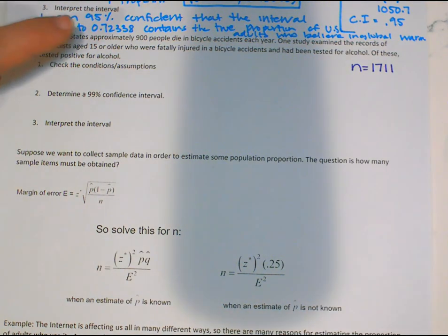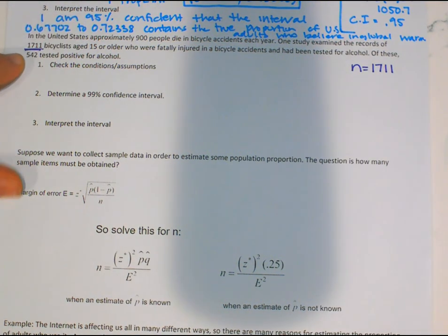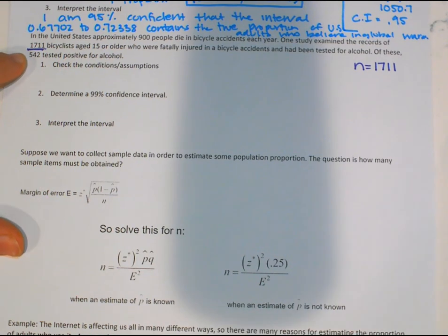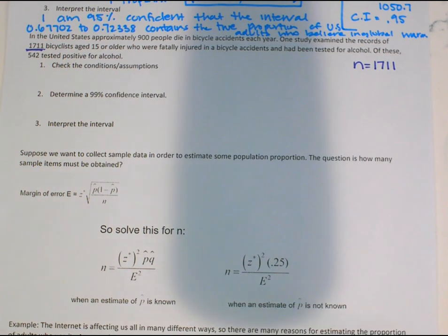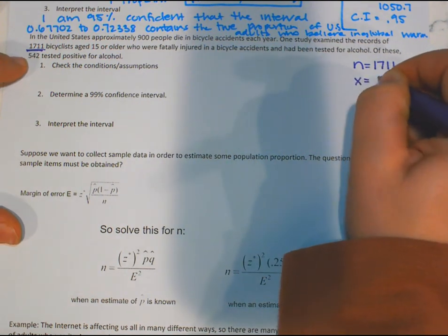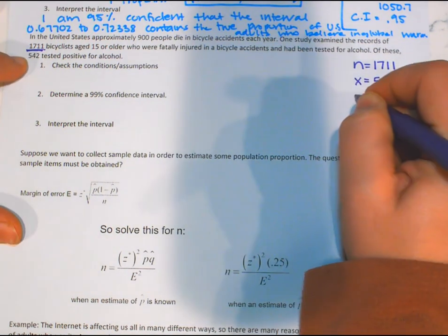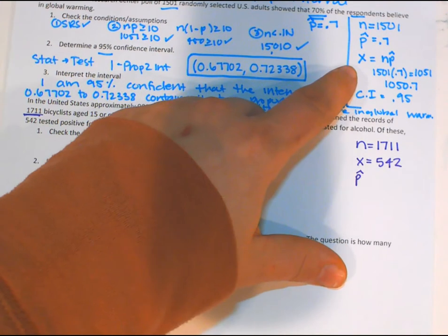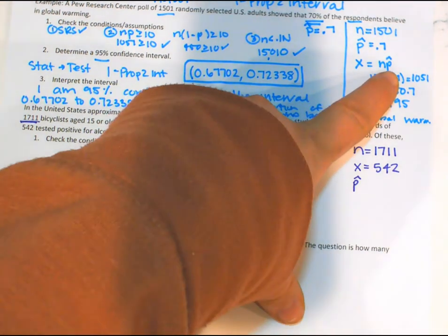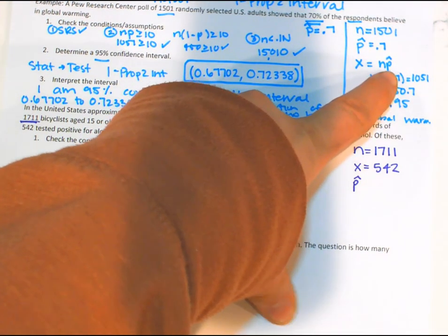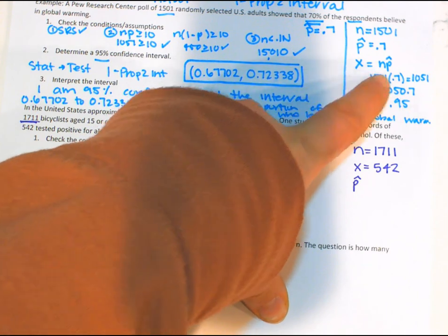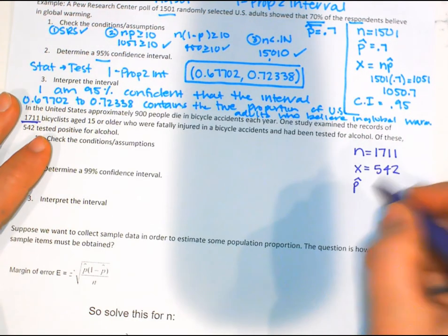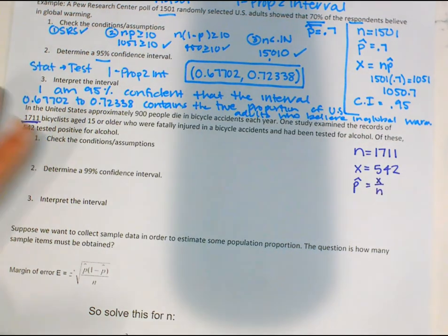And then of these people, 542 of them tested positive for alcohol. So that is not our percent, that's our X value, right? Our X here is 542. If I want to find P, to find X, we did N times P. If I want to find P, I would divide X by N to get P by itself. So I could do X divided by N if I was looking for my proportion.